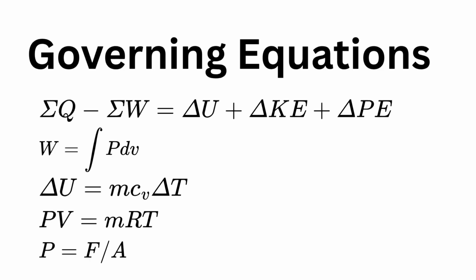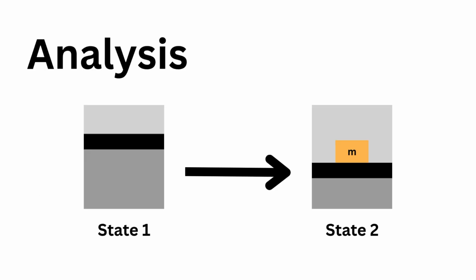The equations we'll be using include the first law of thermodynamics. The equation for work equals the integral of P dV. The equation that says the internal energy is equal to mc delta T. PV equals nRT, our ideal gas equation, and that pressure equals force over area. Now let's get into the analysis from state 1 to state 2.